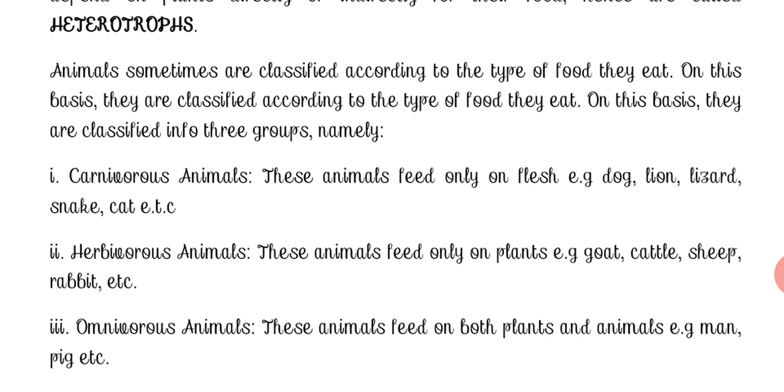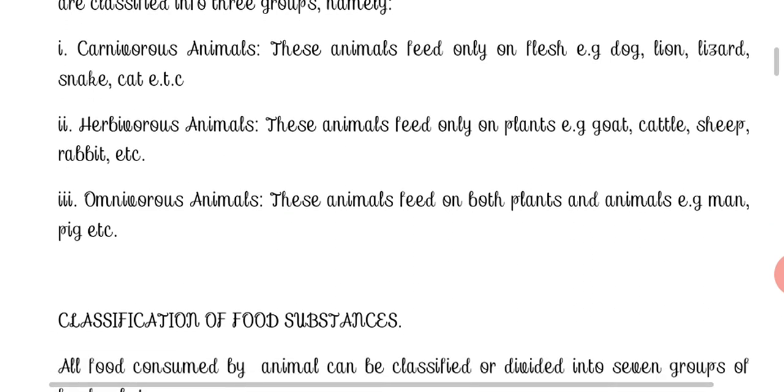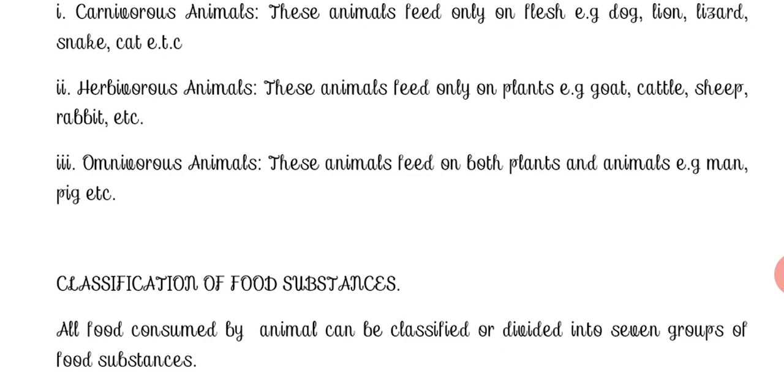The second class is herbivorous animals. These animals feed only on plants. Examples include goats, cattle, sheep, rabbits, grass cutter, and so on and so forth. Number 3, then we have omnivorous animals. These omnivorous animals feed both on plants and animals.